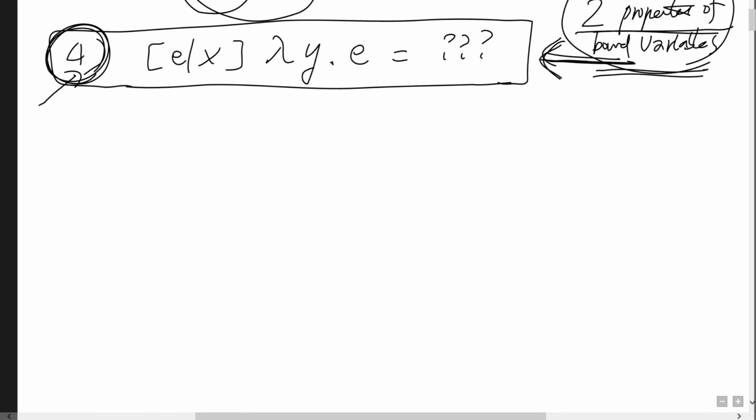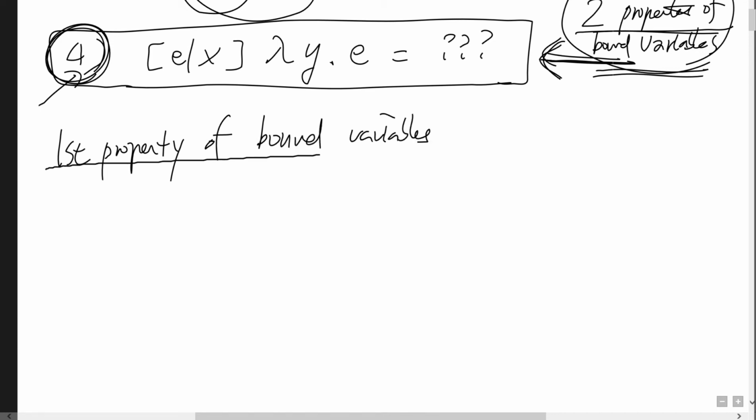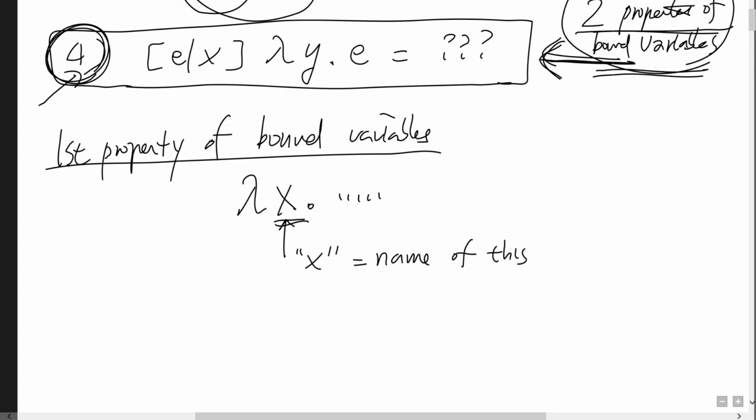So the first property of these bounded variables is their names. The name of a particular bounded variable does not matter. So what that means is that you have some lambda abstraction here. And this is the name of the bounded variable. In this particular example, the name of this bounded variable is x. So this is the name of this bounded variable.